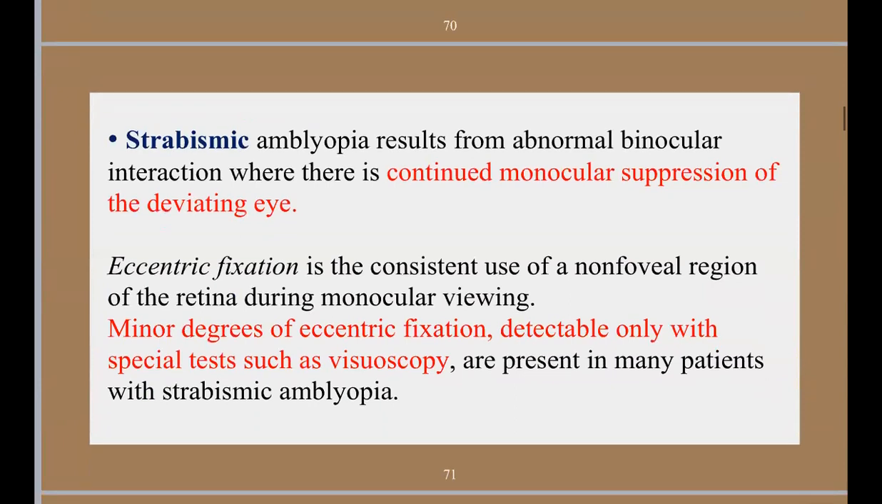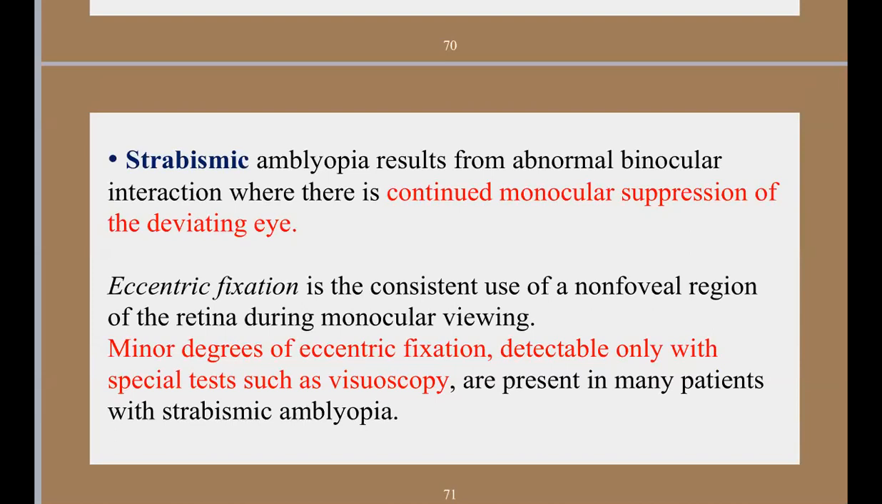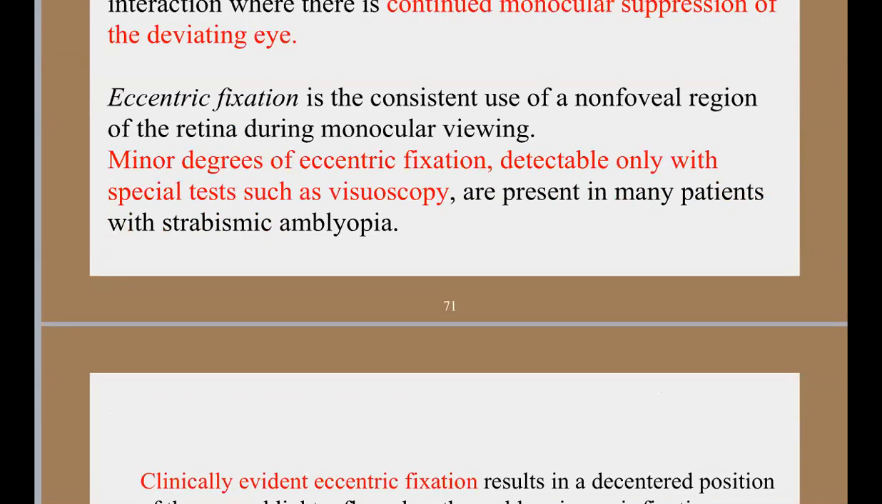Okay, let's talk about strabismic amblyopia. This is, as I told you, in cases of unilateral strabismus, because in cases of unilateral strabismus, the brain is only dependent on one eye, which is the aligned eye. And this eye which is deviated is neglected. So I neglect one eye. This will lead to amblyopia. And this amblyopia will lead to eccentric fixation. So most cases of strabismic amblyopia will have an element of eccentric fixation.